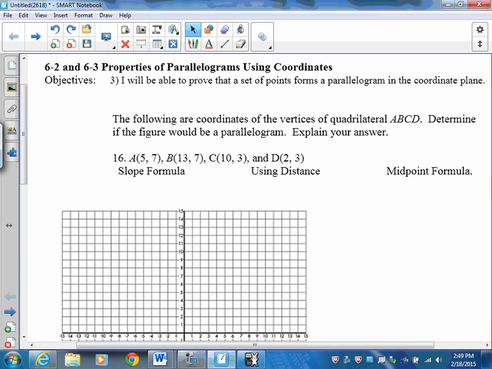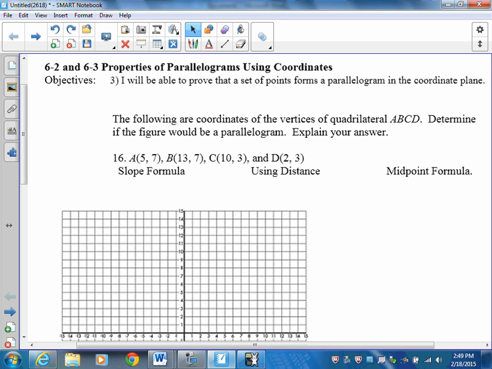So this is going to be a continuation of the 6.2 and 6.3 notes, properties of parallelograms. This time we're going to focus more on using coordinates. The objectives are I will be able to prove that a set of points forms a parallelogram in the coordinate plane. If you're a little confused why that's a number 3, go back to the other 6.2 and 6.3 notes and you'll see that was point 3.